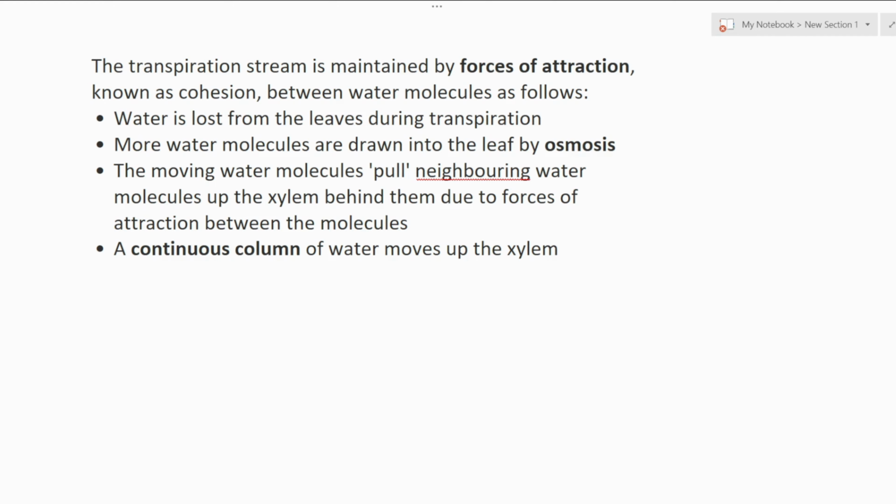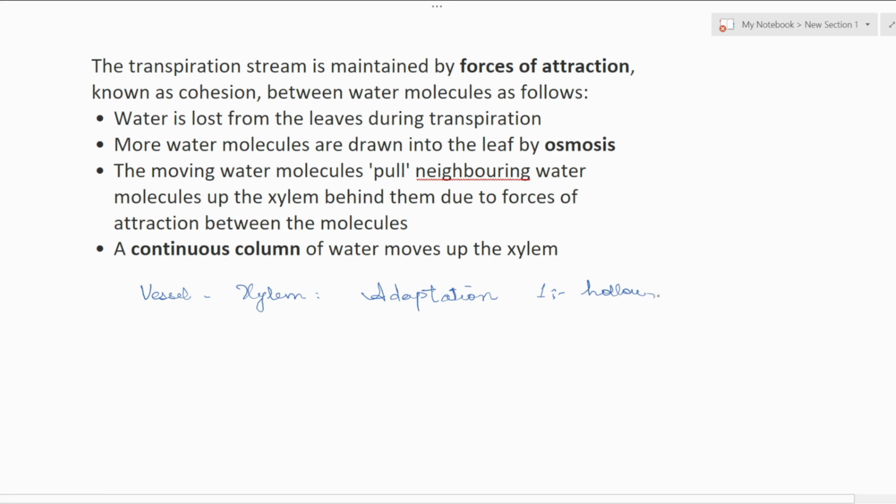Now let's talk about the vessel which actually transports it. The vessel is xylem. What are the adaptations of xylem? Adaptations mean what is special in their structure that makes them ideal for carrying out this function. Number one, you can answer. Good. What else? They are dead cells. That's why they don't take up water when water passes through them. If they were living cells, they would absorb water. So these are non-living cells, so that water can easily move up.